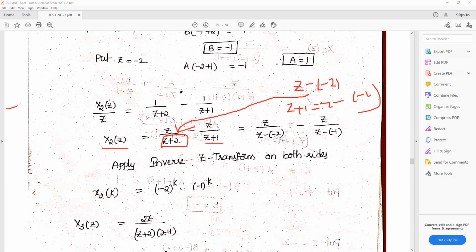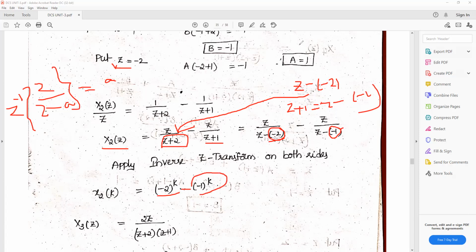So applying the inverse z transform on both sides, what will happen? The inverse z transform of z by z minus a is a power k. So what is the a value? Minus 2. Minus 2 whole power k, and minus of minus 1 whole power k. So x2 of k is minus 2 whole power k minus minus 1 whole power k.